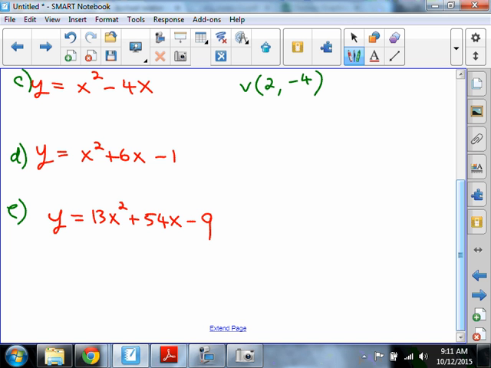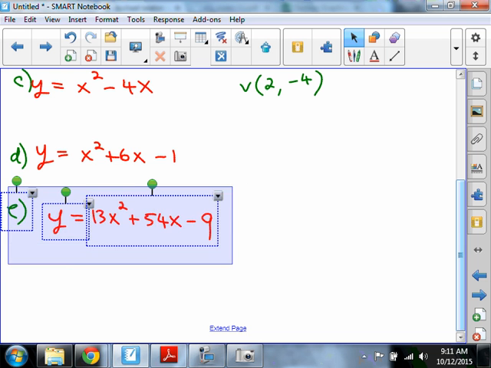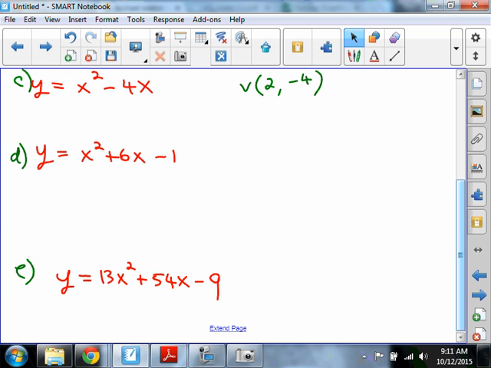I'm not going to give it away just yet. I'm going to write up what the vertex is for number D and for number E, and we're going to see if we can figure this out. For number D, the vertex is negative 3 something. Actually, negative 3, negative 10. Oh, man. I thought I had it.